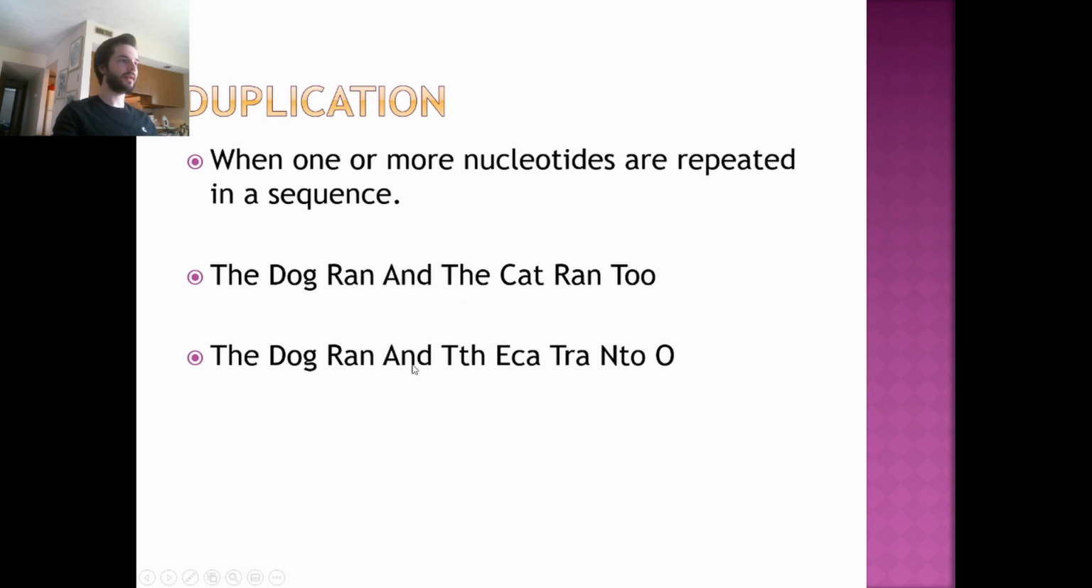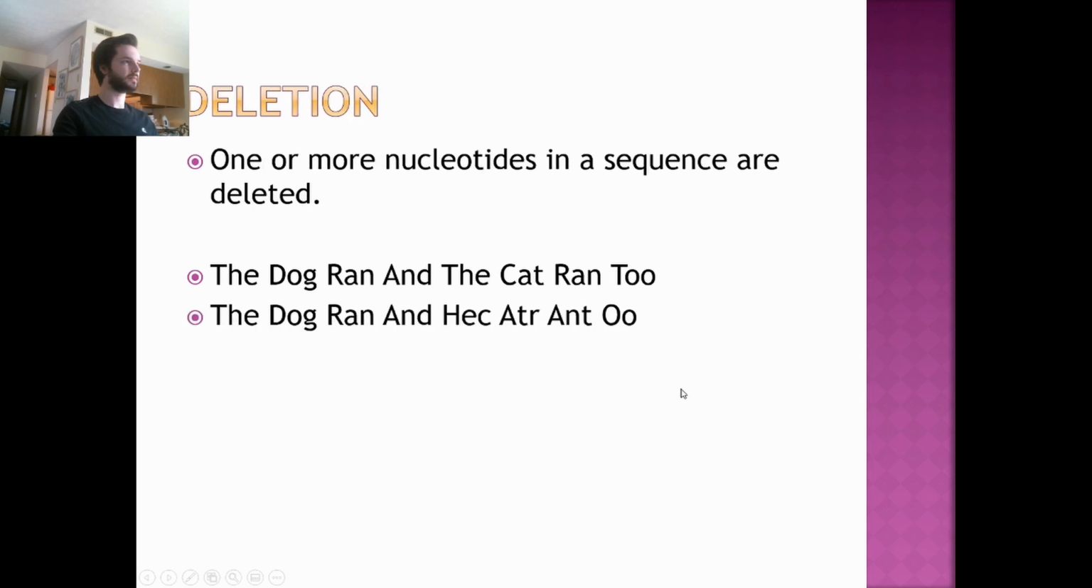You get the idea. Everything past my mutation got messed up, so now the rest of the sentence doesn't make any sense. And then deletion is exactly what it sounds like, so I'll make it quick. You're just deleting a letter somewhere in here, and then it shifts everything else over to compensate. So if I accidentally delete the T in the, everything else has to move over to compensate.